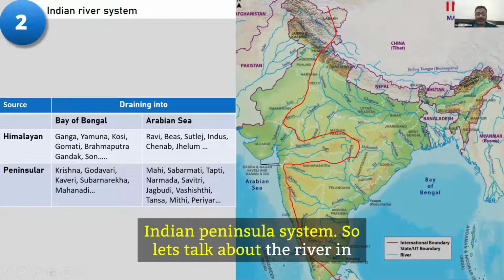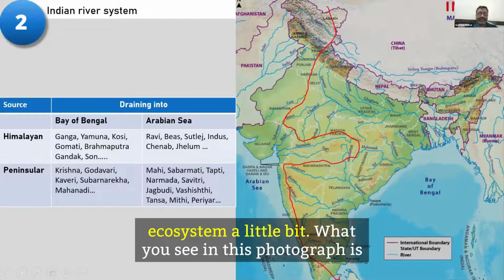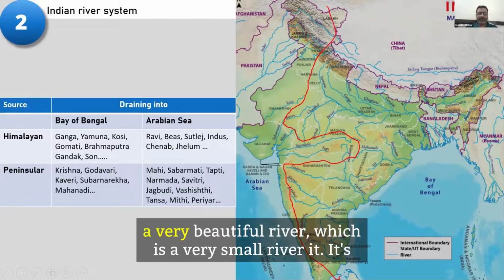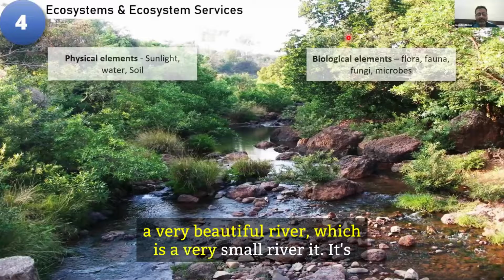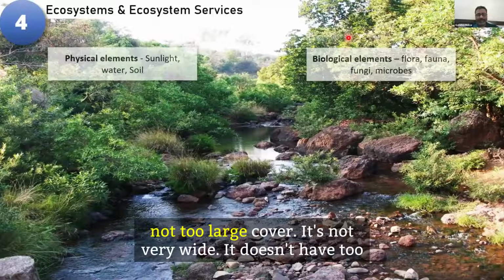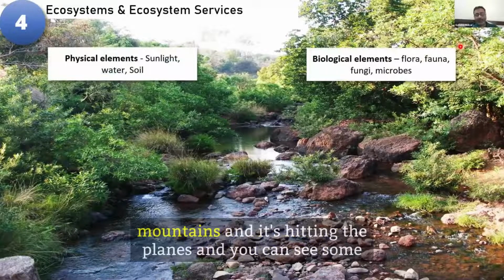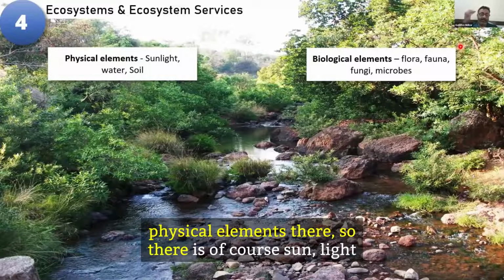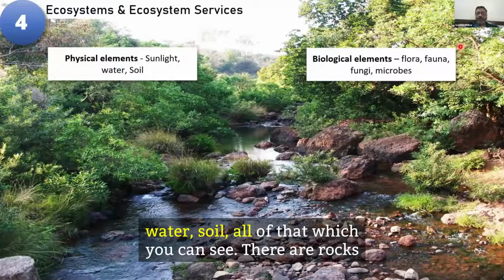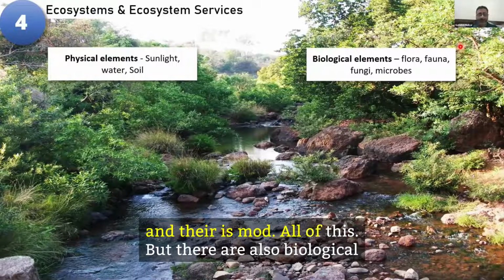So let's just talk about the riverine ecosystem a little bit. What you see in this photograph is a very beautiful river, which is a very small river. It's not too large, it's not very wide, and it doesn't have too much flow of water. It's probably just out of the mountains and it's hitting the plains, and you can see some physical elements there. So there is, of course, sunlight, water, soil, all of that which you can see. There are rocks and so there is mud, all of this.